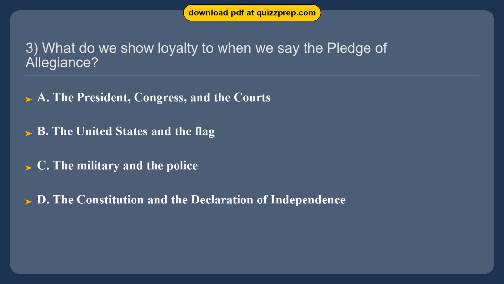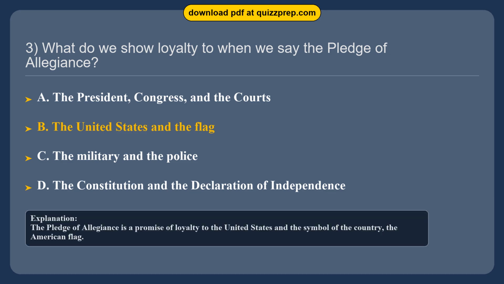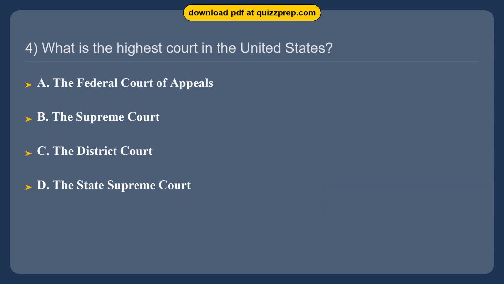Question 3. What do we show loyalty to when we say the Pledge of Allegiance? Option A, the President, Congress, and the courts. Option B, the United States and the flag. Option C, the military and the police. Option D, the Constitution and the Declaration of Independence. The correct answer is option B, the United States and the flag. The Pledge of Allegiance is a promise of loyalty to the United States and the symbol of the country, the American flag.